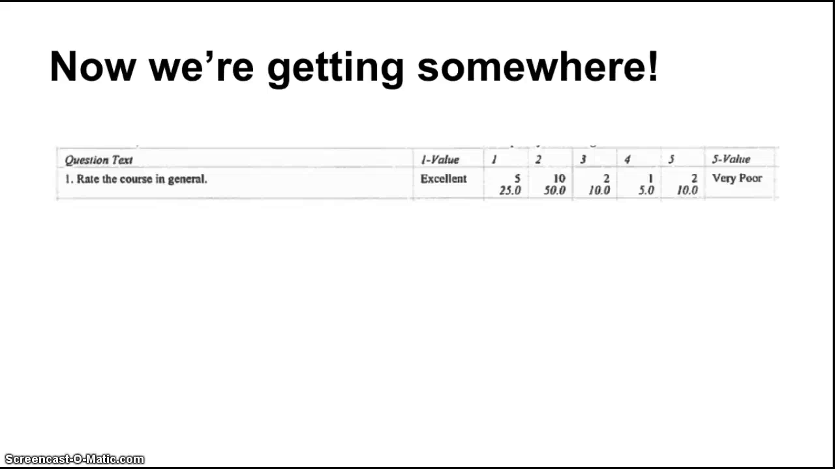When asked to rate the course in general, 5 out of 20 students said the course was excellent, woohoo, while 10 said it was good, if I remember the wording on the form. 2 answered that the course was average or in the middle or whatever, while 1 person thought it was poor and 2 people thought it was very poor. Dang.